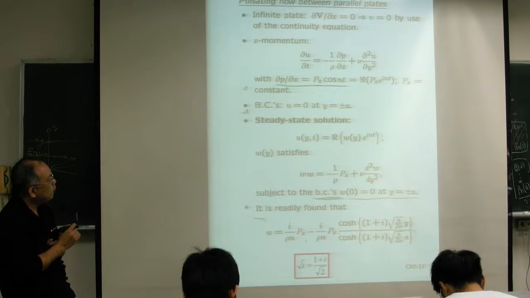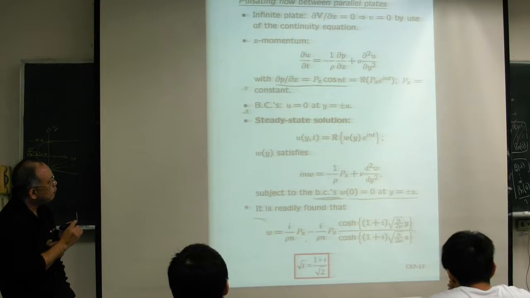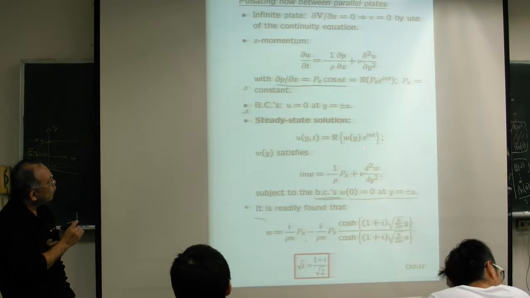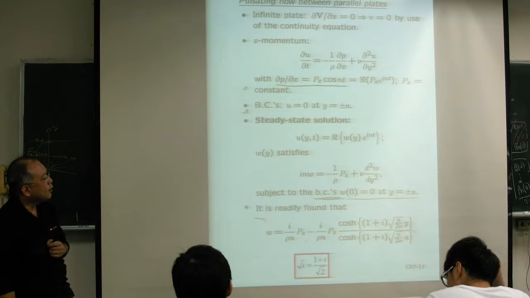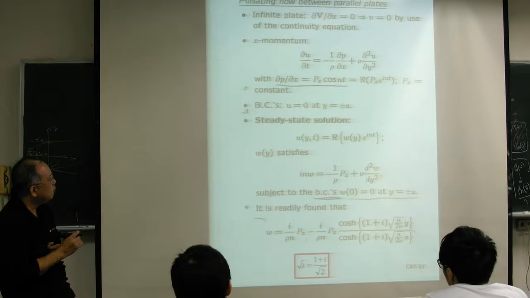So we try to find this function W of y, and the governing equation for this W function should look like this. If you substitute this in, you take the first derivative with time and the second derivative with y, and then equate, it will be reduced to this. So our boundary condition, again: W at y equal to positive and negative a should be equal to 0.